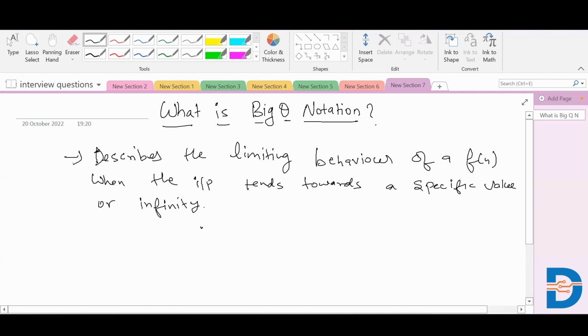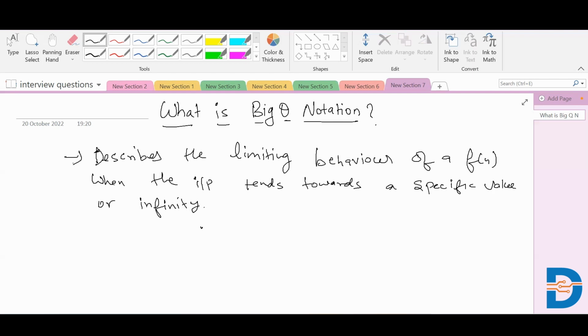And we got to know that big O notation specifically tells me about the upper bound of any functionality, and big omega notation tells us about the lower bound of any functionality. Big theta is the combination of big O and big omega.